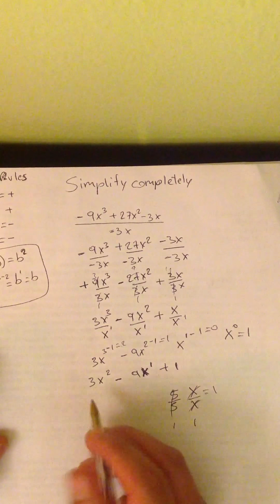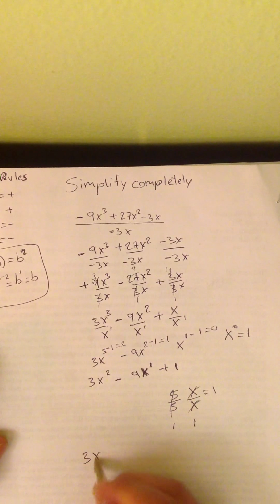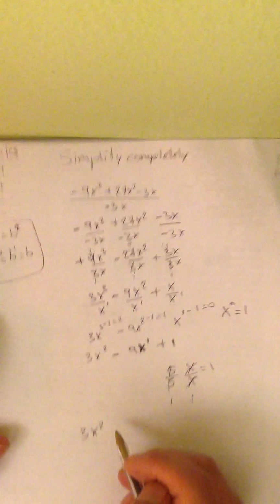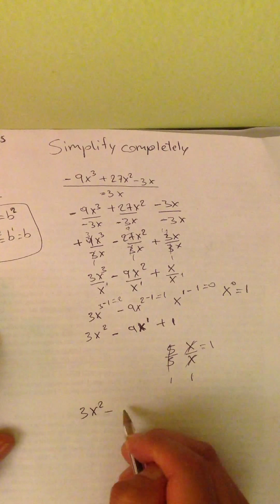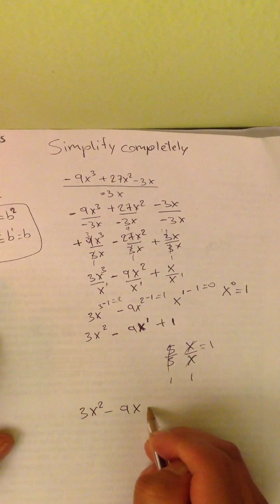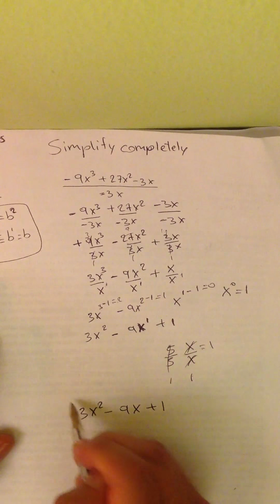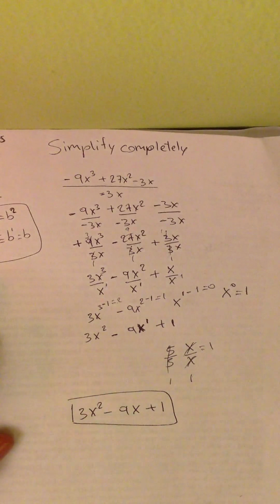So our answer is 3x squared minus 9x plus 1. That is our answer. All right, thank you.